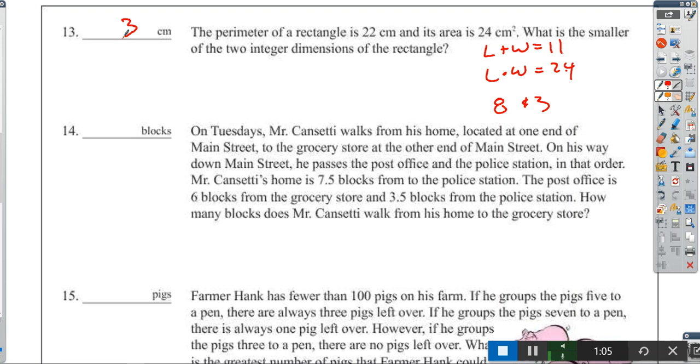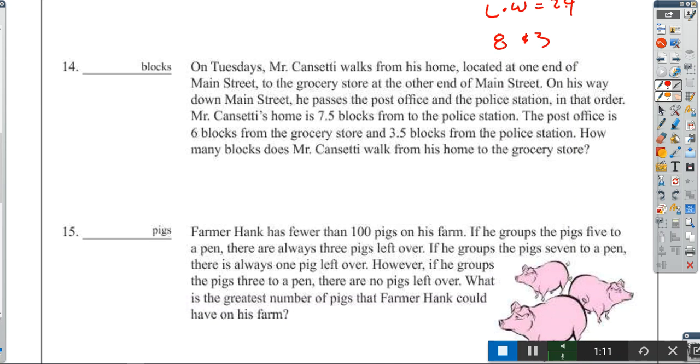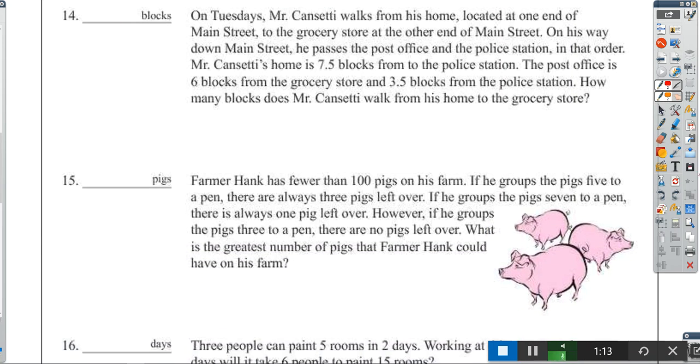14. On Tuesdays, Mr. whatever, I want it to be George Costanza, but I know it's not George Costanza. Classic. Walks from his home, located at one end of Main Street, to the grocery store at the other end. And on his way down Main Street, he passes the post office and the police station, all right, in that order.